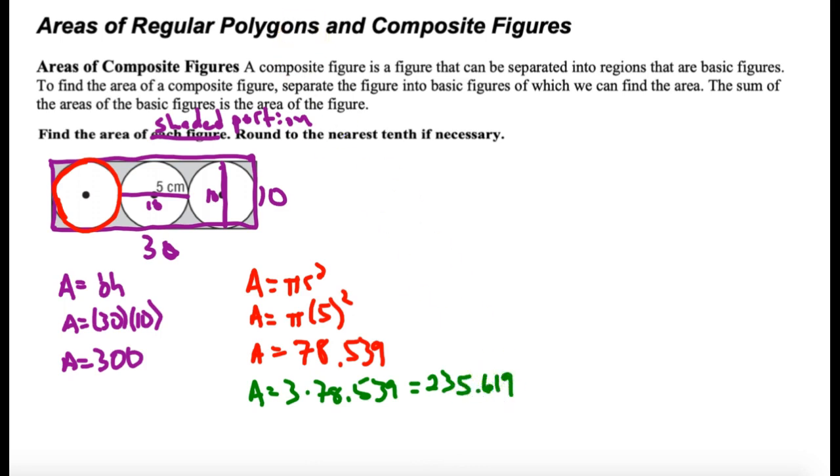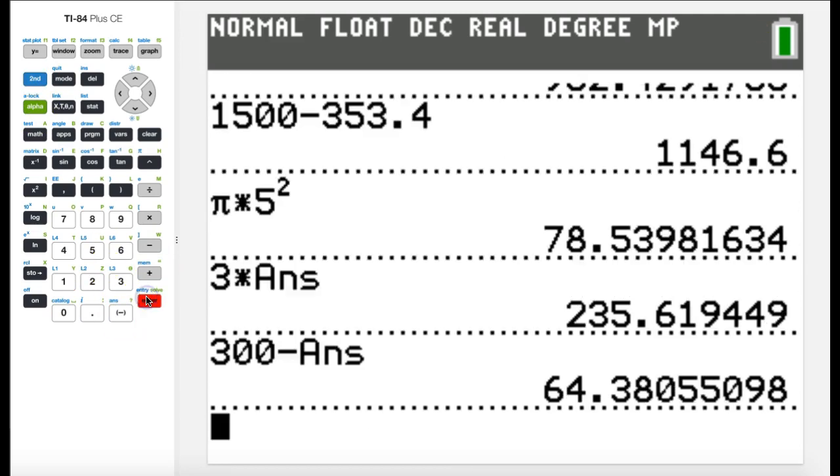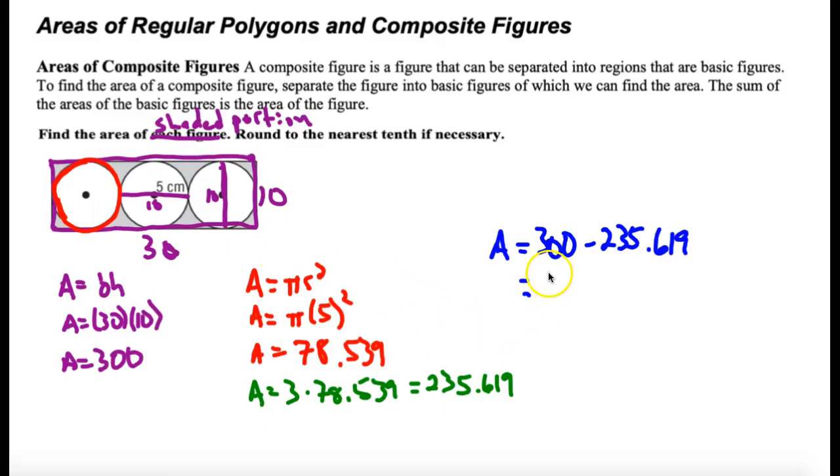And then the shaded portion, my final answer, is going to be 300 minus the area of all 3 of those circles. So minus 235.619. Again, in the calculator, we can just do 300 minus second ANS. And that gets me the shaded area is 64 point. Now is when we would round to the nearest tenth when we get our final answer. So 64.4. And our units are square centimeters.